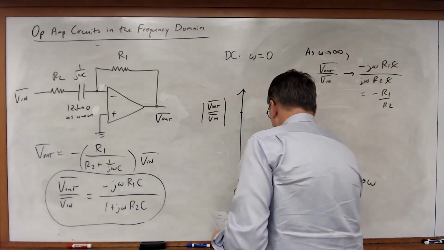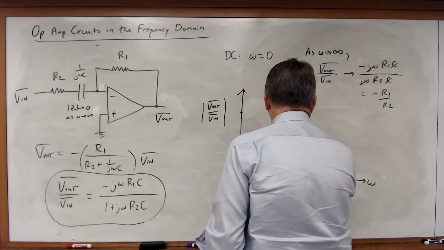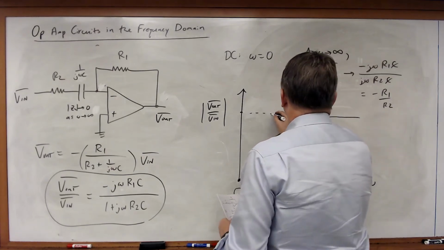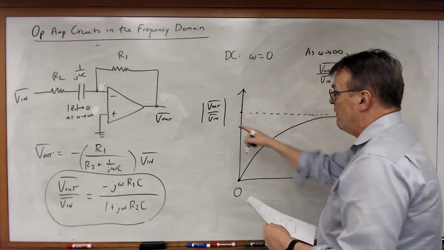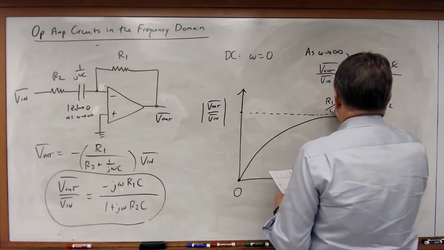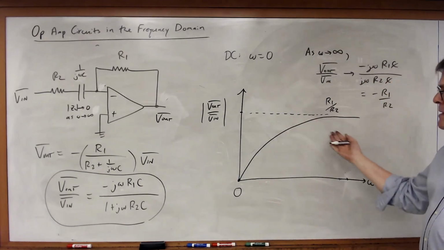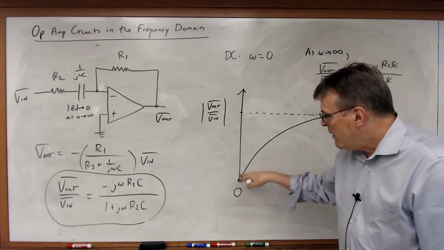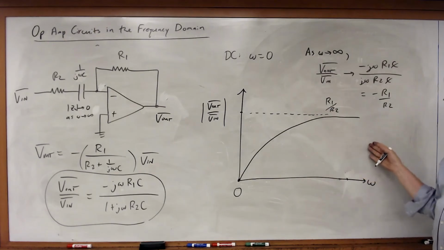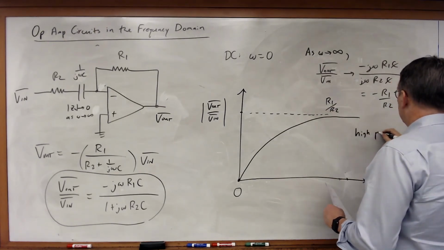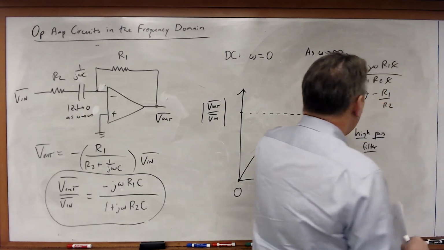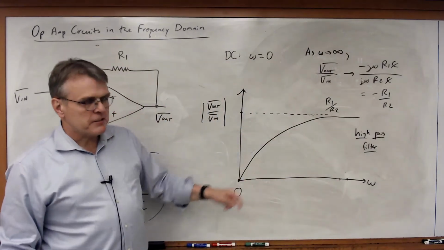So we see this kind of behavior, the opposite of what we saw just a moment ago. As we tend towards omega equal infinity, we converge to a value of the magnitude of V out over Vn of R1 over R2. So we've kind of got the flip side of what we saw a minute ago. Now we are attenuating low frequency and DC signals, but high frequency signals go straight through. We call this a high pass filter because it passes high frequency signals but rejects the low frequency signals.